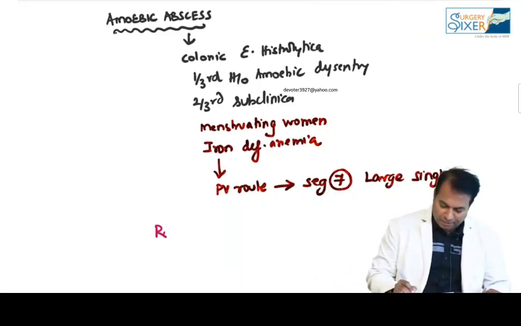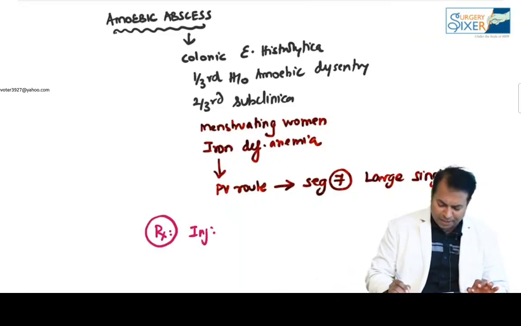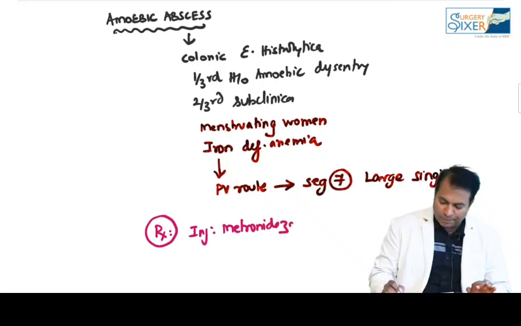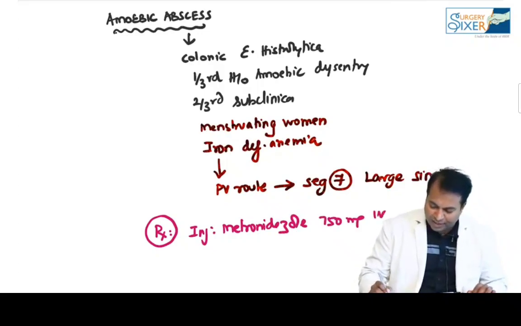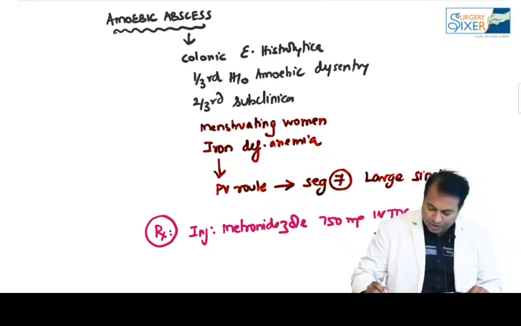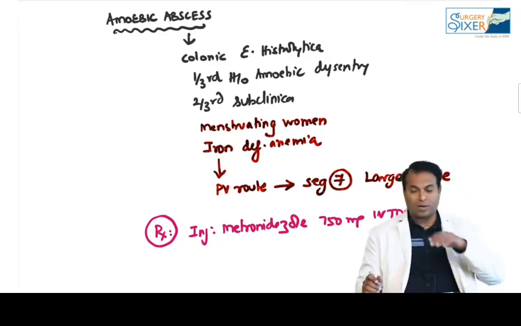The treatment of amoebic abscess is very simple. Just start them on injection Metrogyl at a higher dose. Injection metronidazole is started at a higher dose, like 750 mg IV TDS, and you give the IV injection for 2 weeks and then convert it to oral.